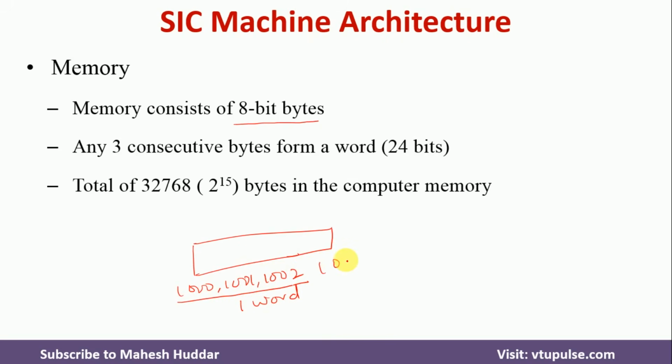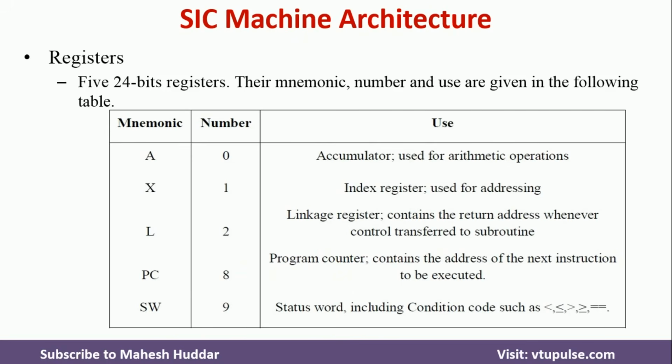Similarly, 1003, 1004, 1005 will form the second word. So that is how the memory is defined in SIC. And the total size of this SIC machine is 2^15 bytes, that is 32,768 bytes. Now coming back to the registers supported by the SIC machine. The SIC machine has 5 registers, and the size of each register is 24 bits.